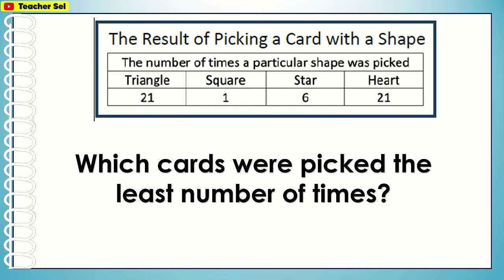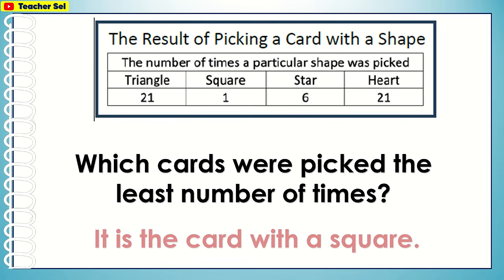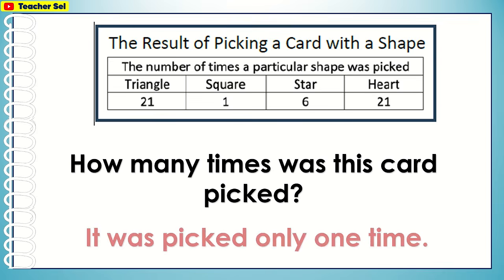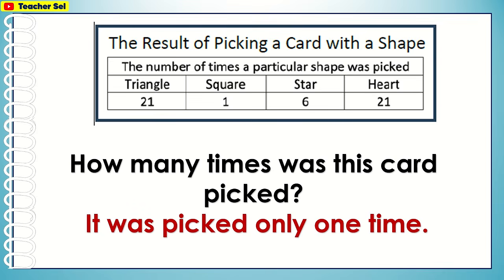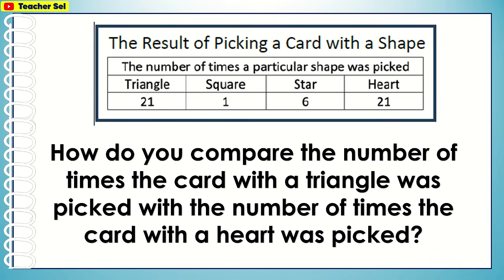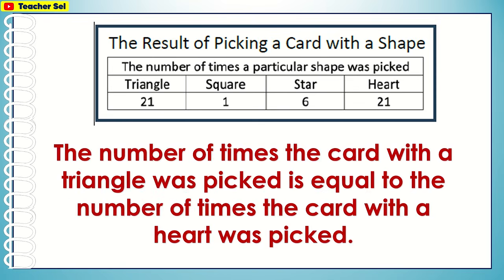Which cards were picked the least number of times? It is the card with a square. How many times was this card picked? It was picked only one time. How do you compare the number of times the card with a triangle was picked with the number of times the card with a heart was picked? The number of times the card with a triangle was picked is equal to the number of times the card with a heart was picked.